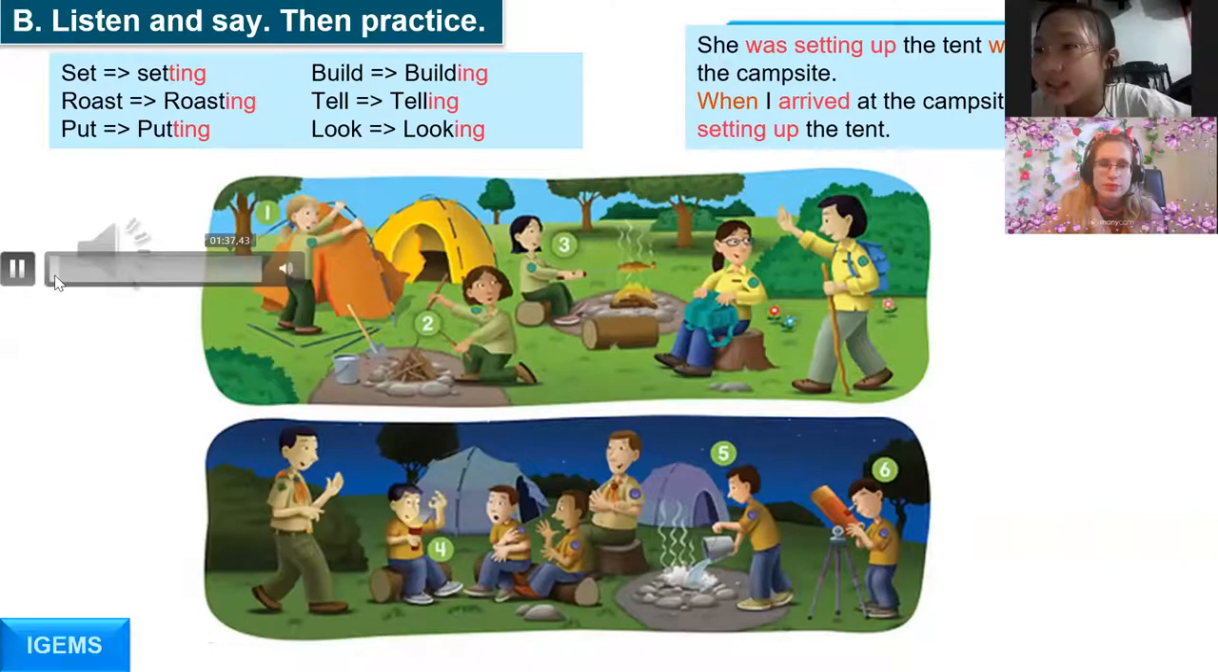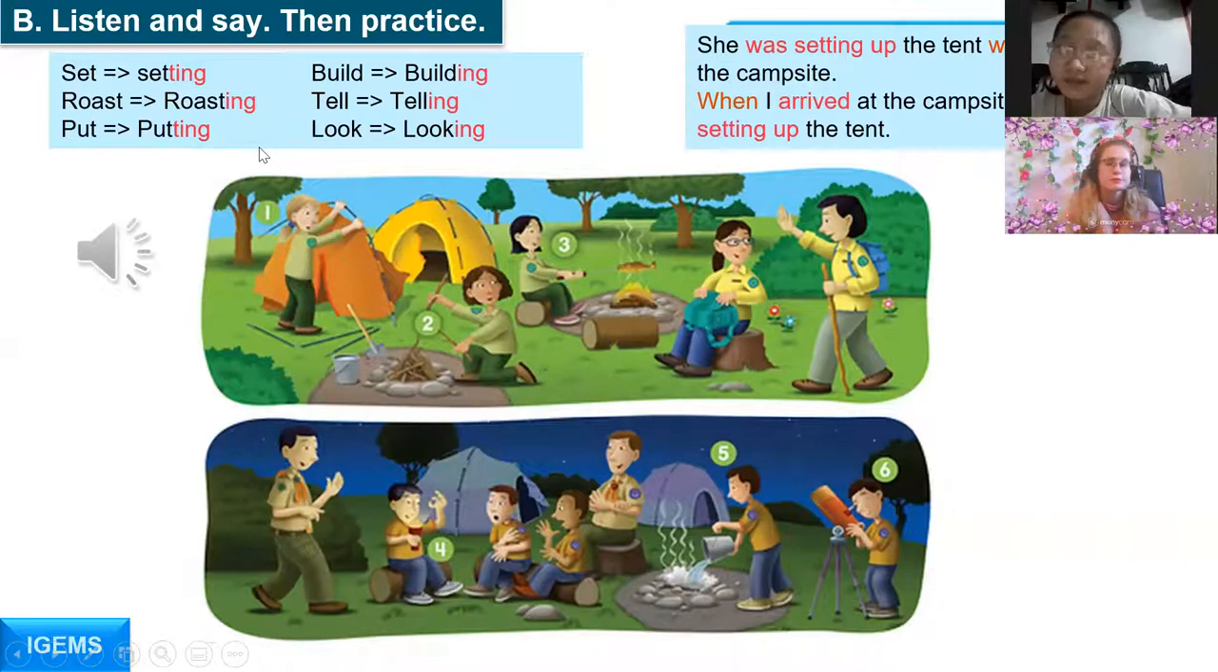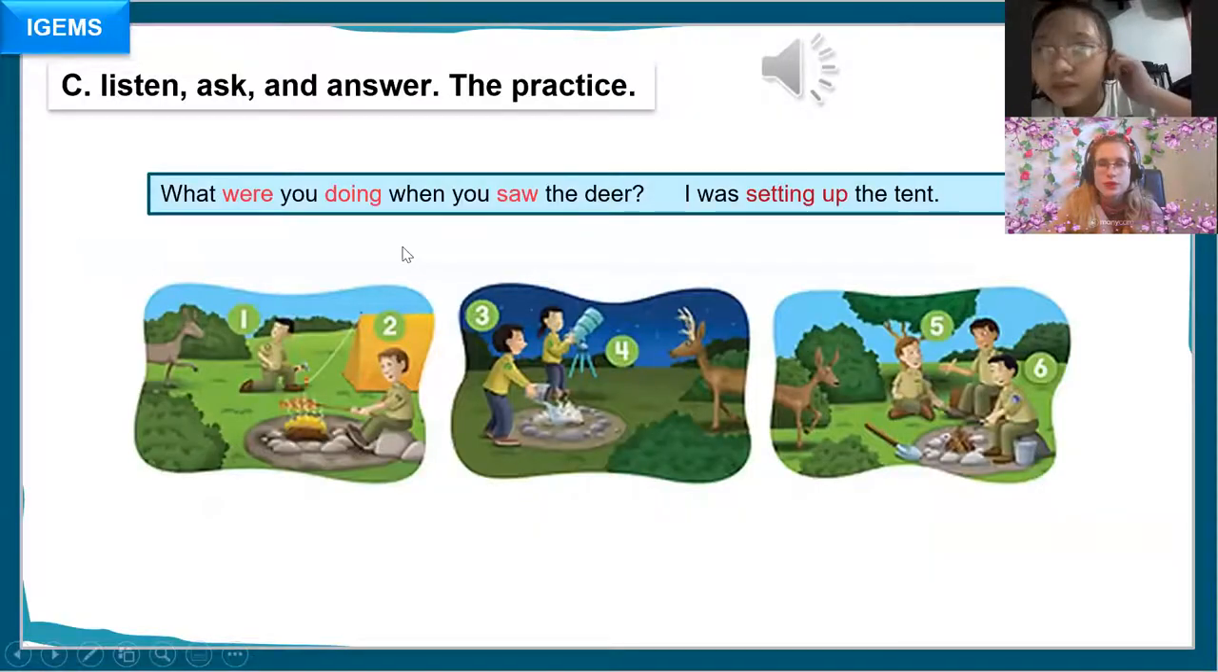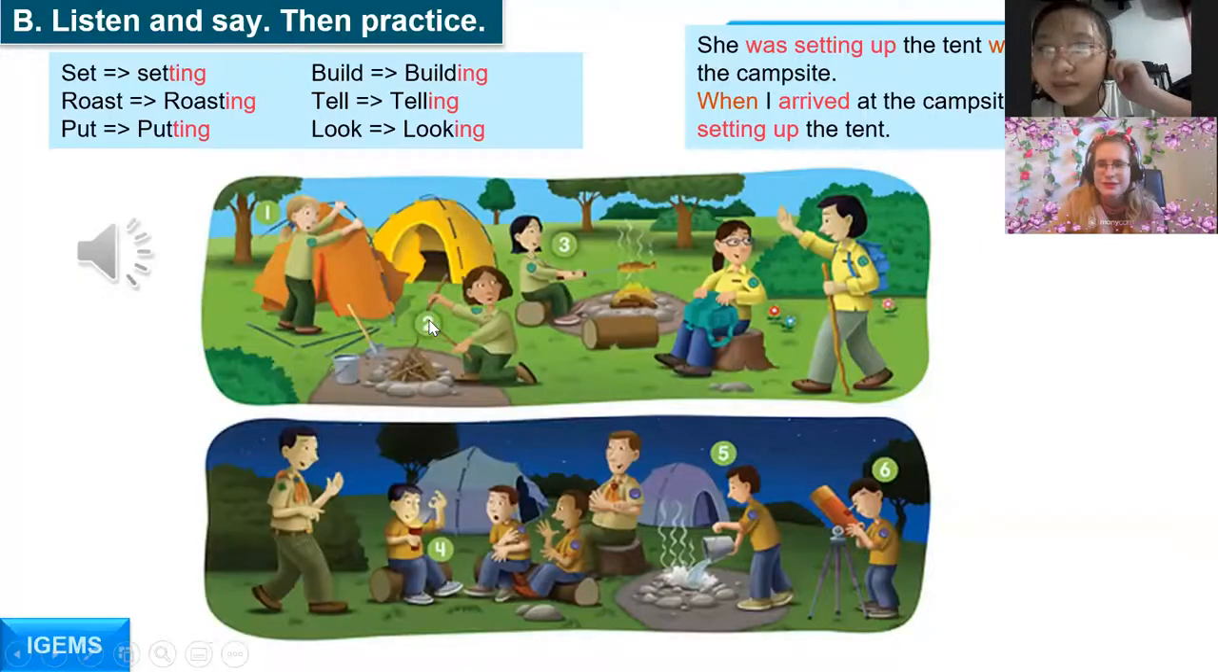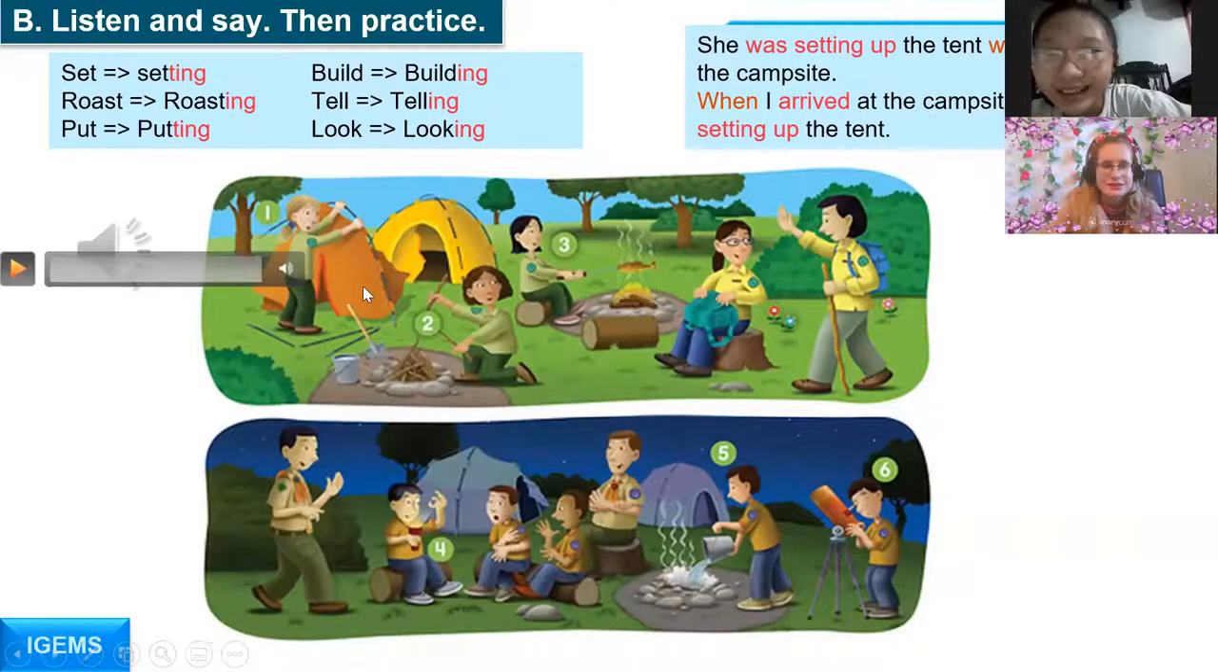I can't see the screen. Okay, he was setting up the... Oops, my fault. Page 14. Okay, this is B. Listen and say. Then... Page 15. Oh, my word. Page 14.